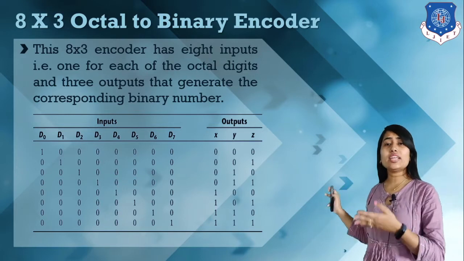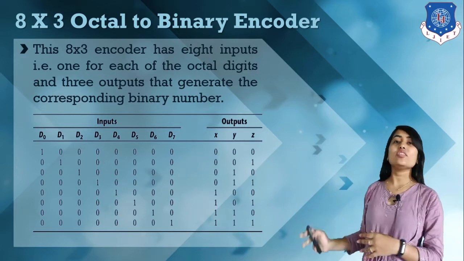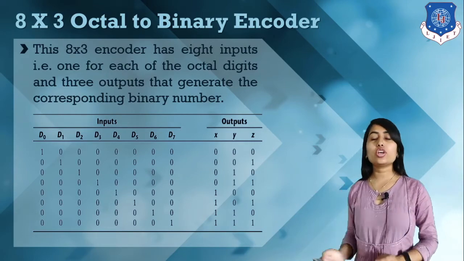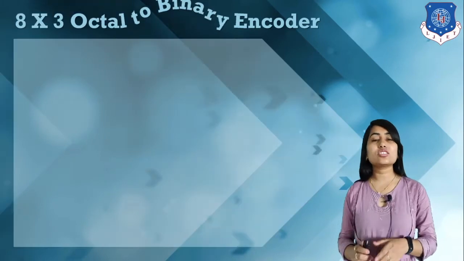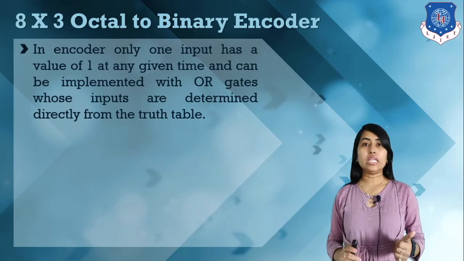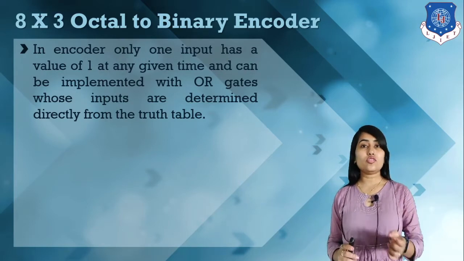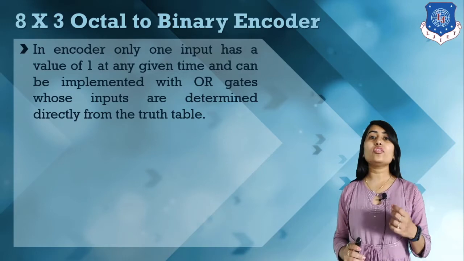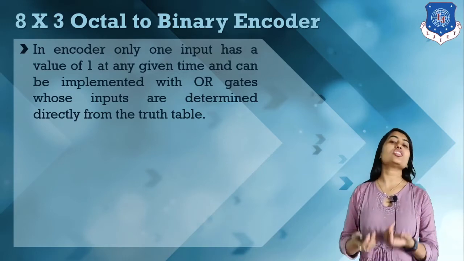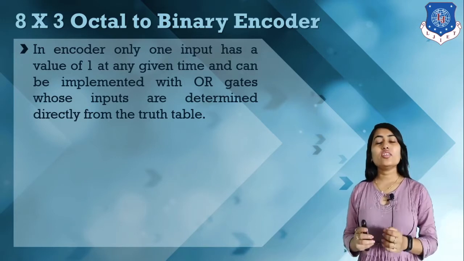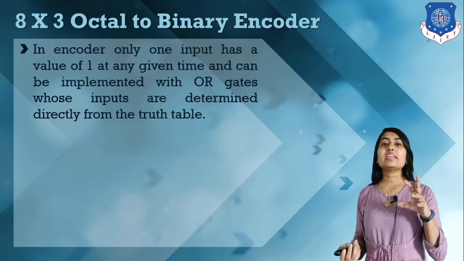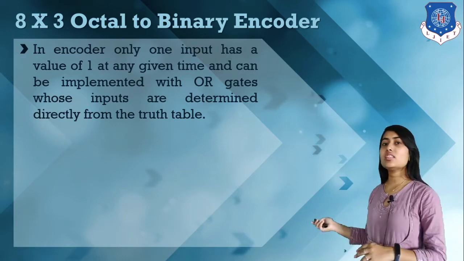Now by calculating the logical expressions of x, y, z, we can design this 8 cross 3 octal to binary encoder. So how can we design it from this table? As we know, we have D0 to D7 input lines. According to the values of these input lines, whenever any line is active high, we have our output conditions, the active bits. So here we have x, y, z with values depending on the activation of D0 to D7.